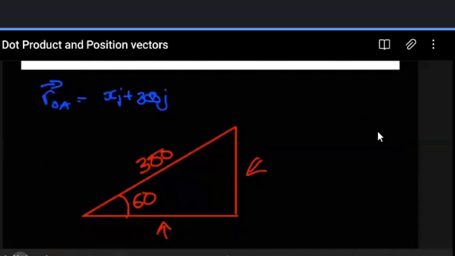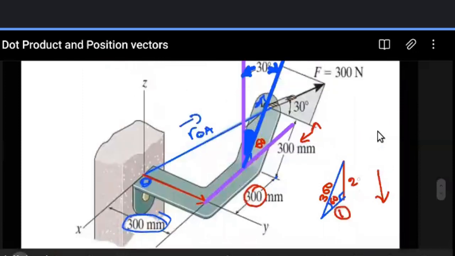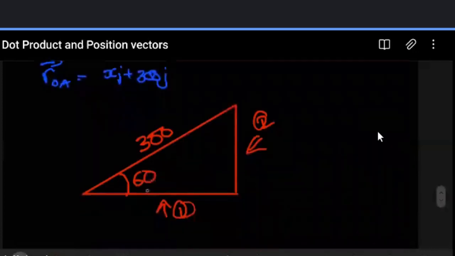This is my side 1, this is my side 2. Side 1 is side by side with the 60 degrees. That's why I've labeled this one as 1. It's the one side by side with the 60 degrees.